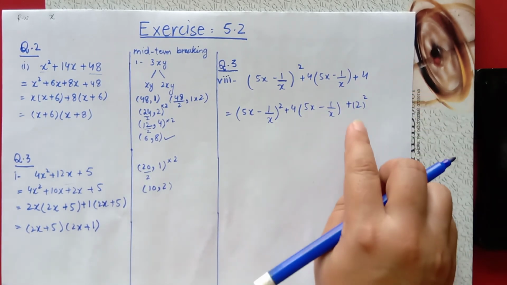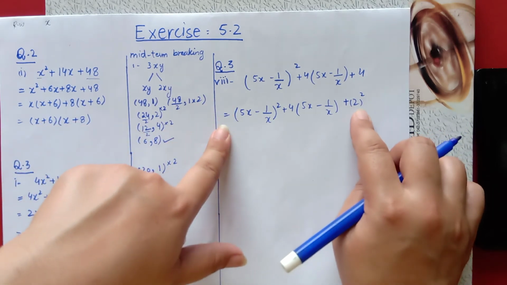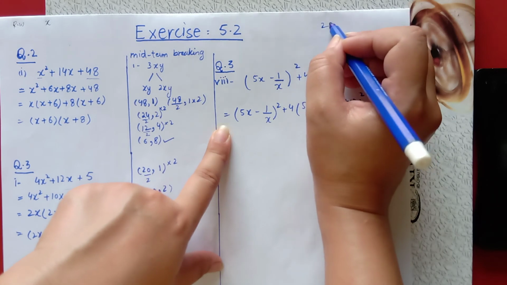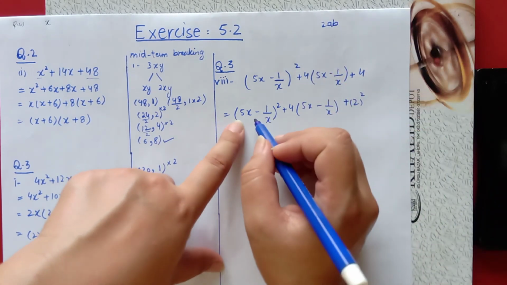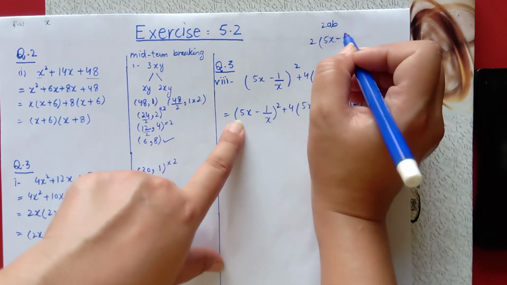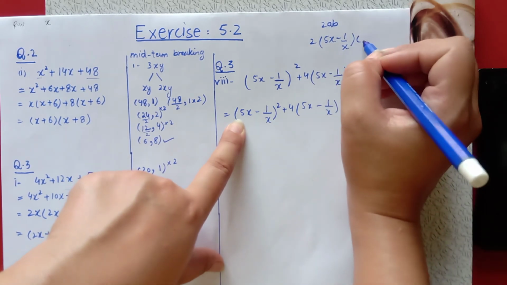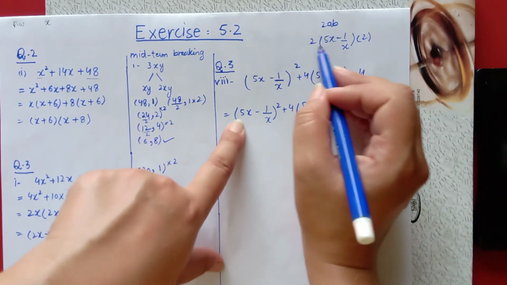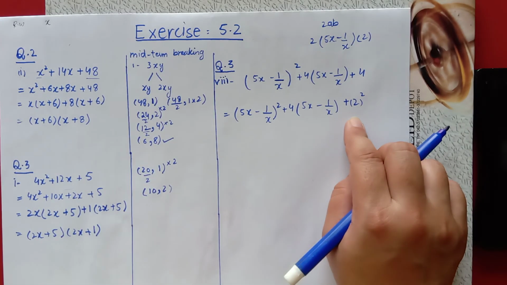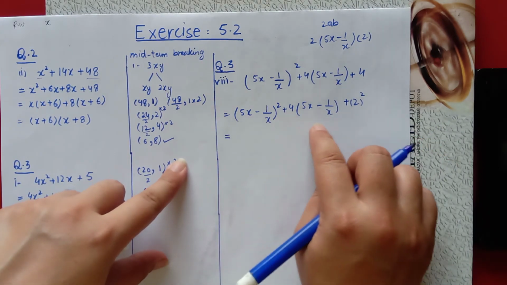Now let's check according to the formula what the middle term should be here, so that it can be written as a whole square. And we know that according to the formula we have the middle term as 2ab, right? And in this case a is 5x minus 1 over x, right? And b is 2. So this is the middle term that we should have here in order to write it as a whole square, right? So you can see that we actually already have it here.